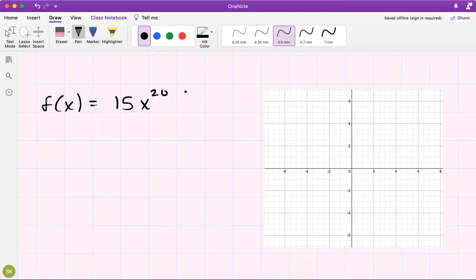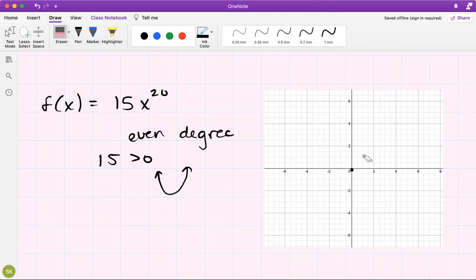Well, this has an even power, is even degree, and the coefficient 15 is greater than 0. So this graph is going to look something like this. It's going to be parabola shaped. It's going to go through 0, 0.